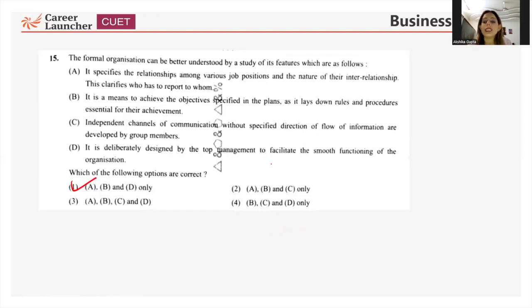Then the formal organization can be better understood by study of its features. It specifies the relationship among the job positions, that is, who is to report to whom. So this is correct. It means to achieve the objectives, that is, it is created only for achieving the objectives. That is what the rules and procedures are. Independent channels, no, it is deliberately created. So answer is A, B, and D.